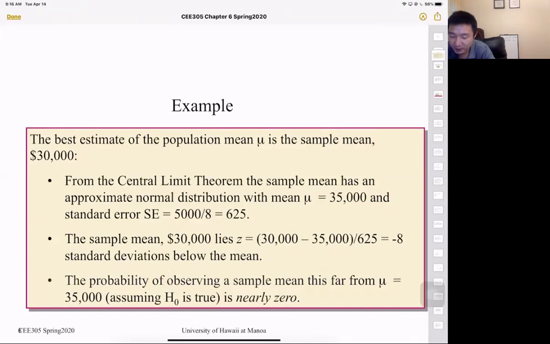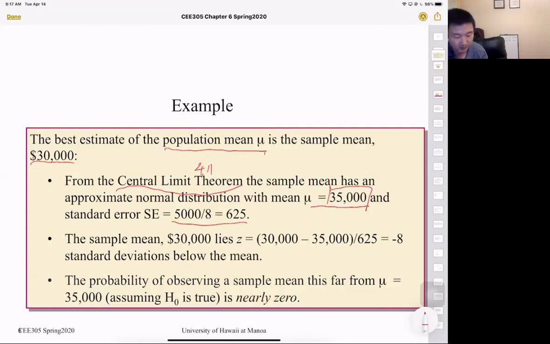To know whether the population mean is $35,000 or not, we need to look at the sample mean. The sample mean tells us $30,000. Based on the central limit theorem, which is section 4.11, we know when the sample size is large, here the sample size is 64, so that's large, the sample mean will follow a normal distribution with a mean value of 35,000 because we assume the claim is true.